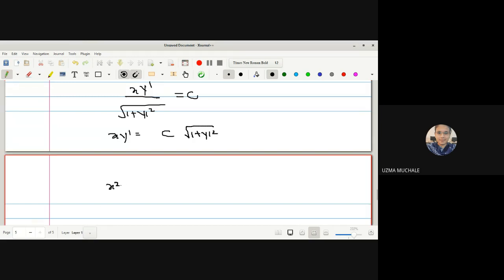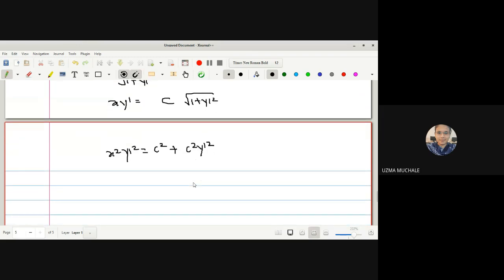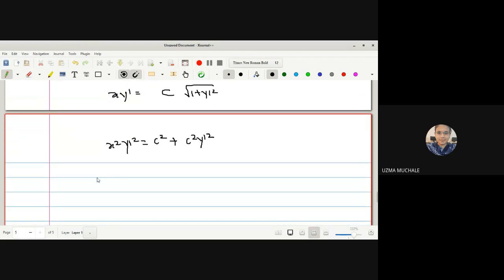Then again taking square, x square y dash square is equal to c square plus c square into y dash square. I have done directly multiplication. Square root will cancel after squaring, right? Again, take y dash square common from both terms. Sorry, if I take y dash square common, we have x square minus c square. So we get y dash square is equal to c square upon x square minus c square.